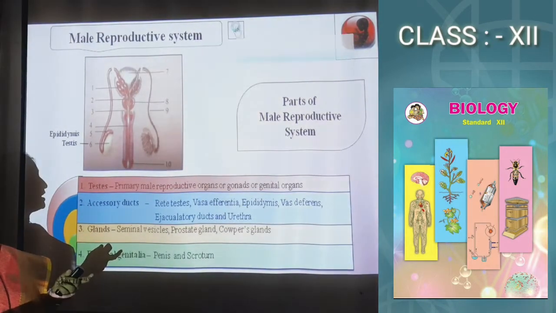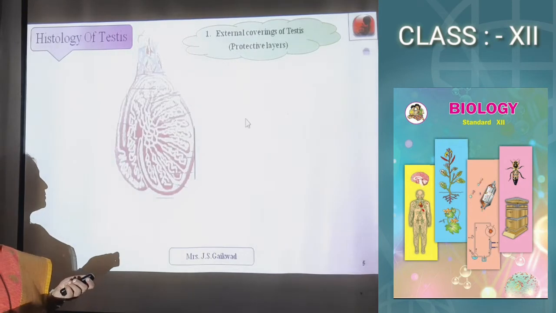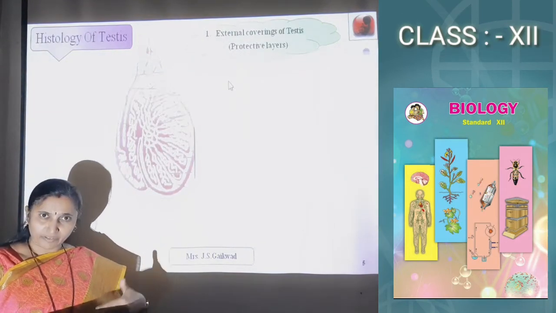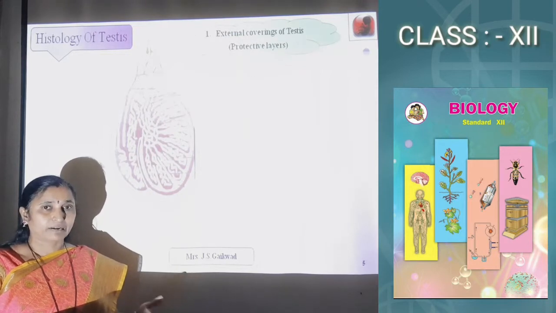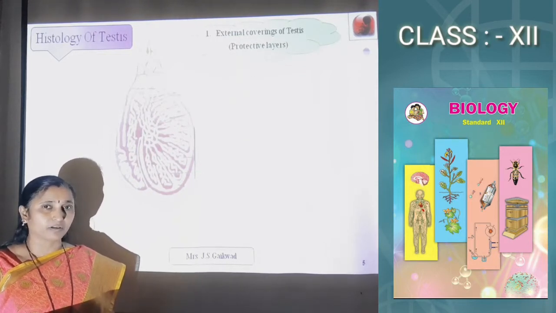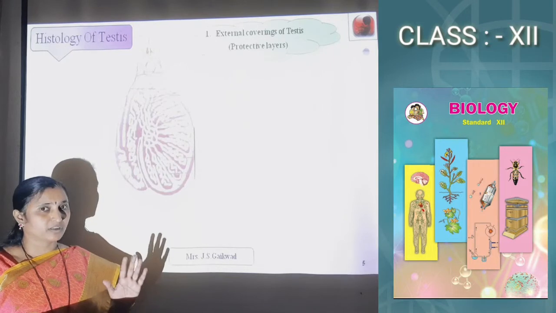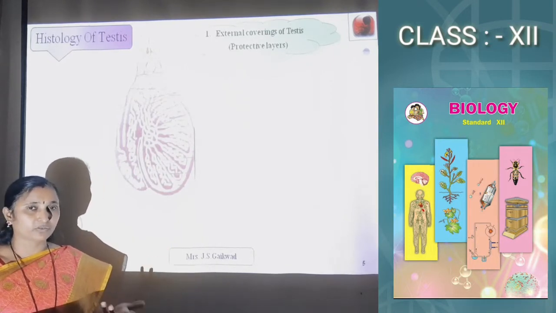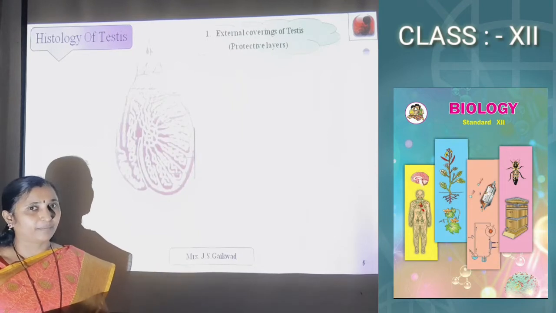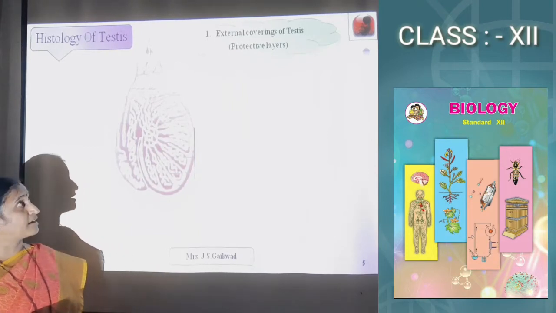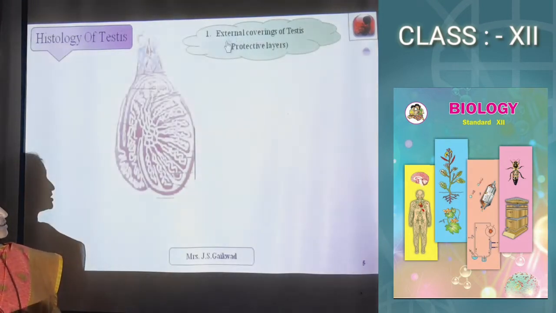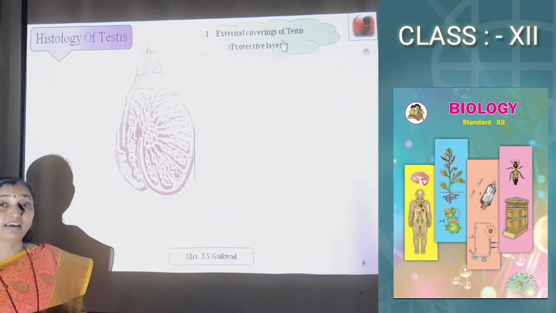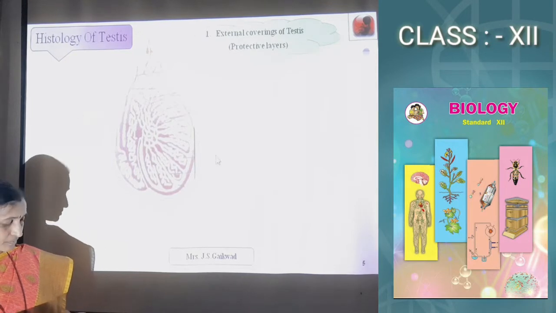Now come to the recent lecture, that is the external covering. Whenever we study the transverse section of any organ of the body, we must know the coverings first, then the internal part, maybe matrix, stroma, containing the different types of tissue. Now we are going to start with the transverse section, starting with the external covering of the testes. These are the protective layers. There are 3 protective layers.